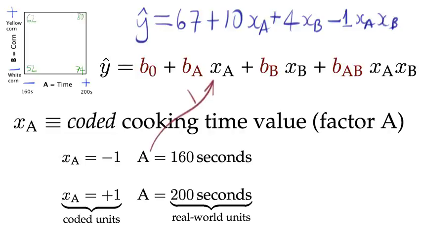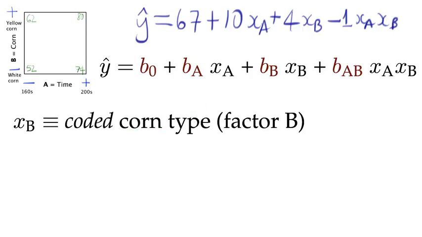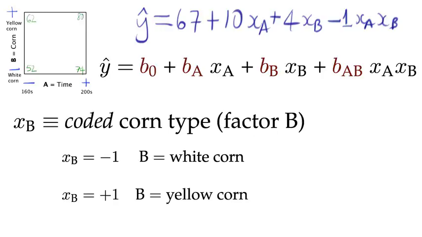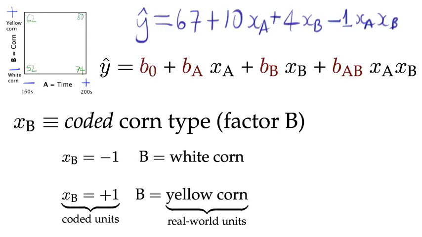Note that we cannot use real-world units in this equation, only the coded units. Similarly for xb, it is coded so that -1 represents white corn and +1 represents yellow corn. Similar to the xa case, -1 and +1 are the coded units, while white corn and yellow corn are the real-world units. Recall that with categorical variables, we assign the -1 and +1 arbitrarily. The sign of the coded unit will not change the model's interpretation.